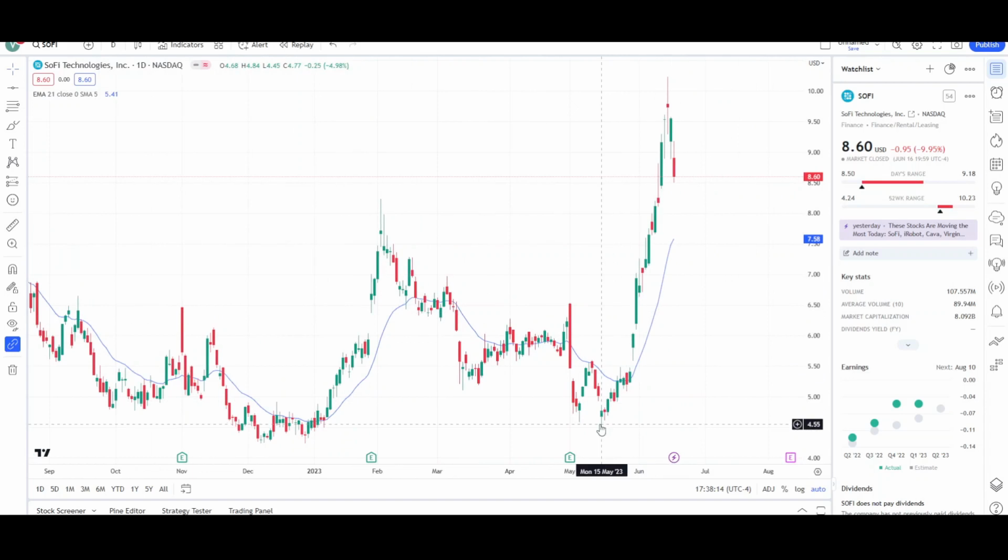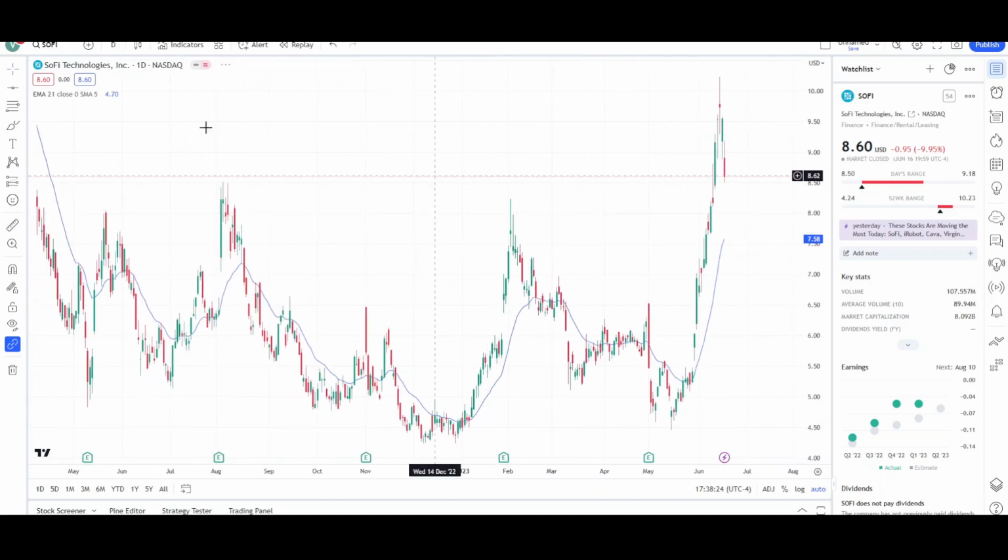I think it was back over here sometime middle of last month. So it looks like SoFi gapped down, and then ever since then it just continued to rally higher. So what is the reason for that? Let's go find it on the chart.